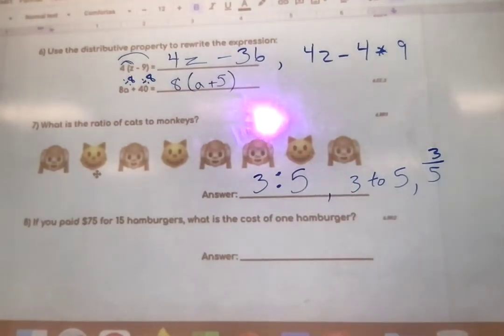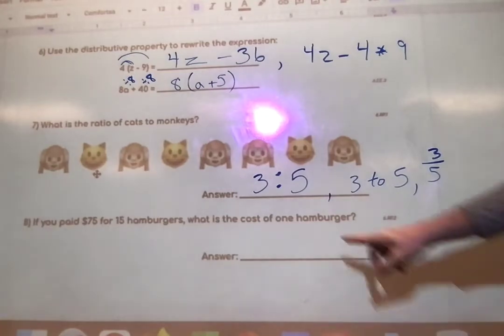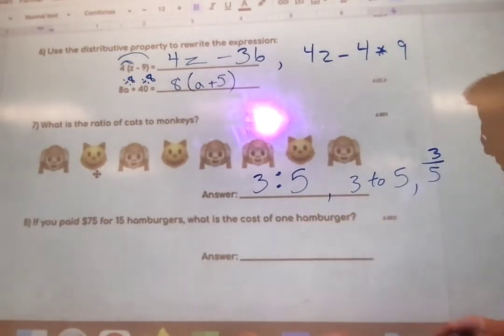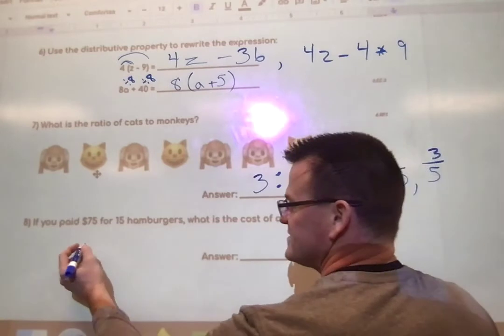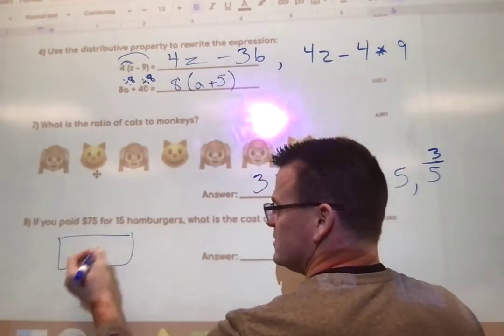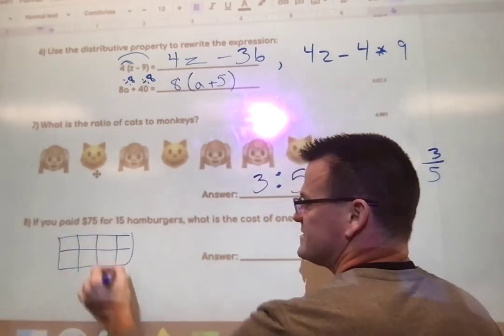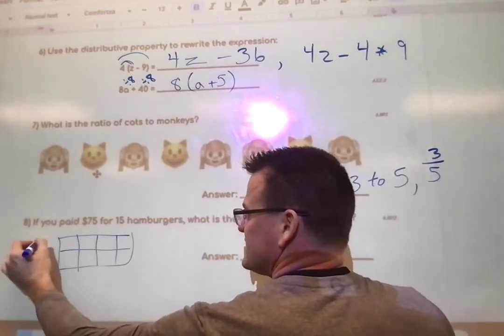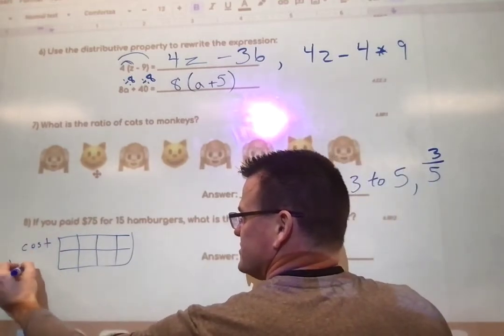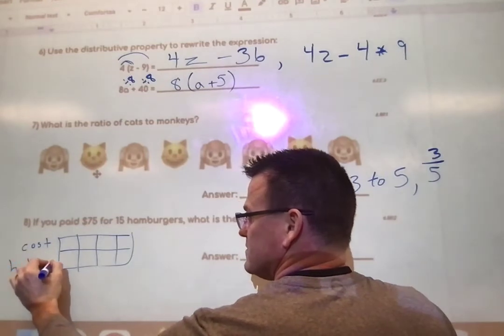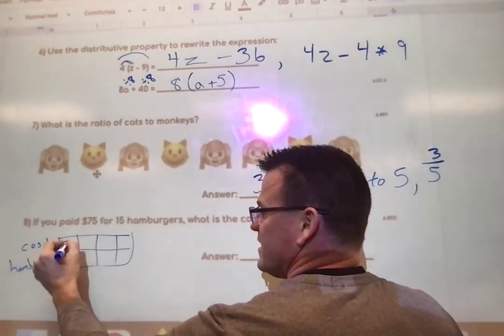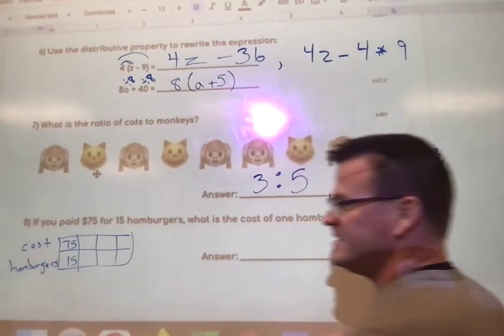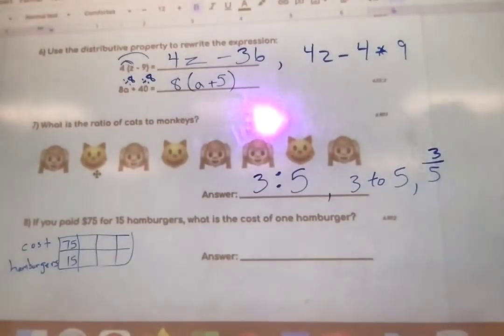Okay, and the last one, again, some more of this ratio work. If you paid $75 for 15 hamburgers, what's the cost of 1 hamburger? That's that unit rate. So one way to look at this, okay, again, this is a ratio. Let's do a ratio rate table. And this is a ratio of cost to hamburgers, or the two things you're comparing. Okay, and in this case, we know the cost is $75 for 15 hamburgers. All right, and we're looking at, again, that multiplicative or divisional relationship.